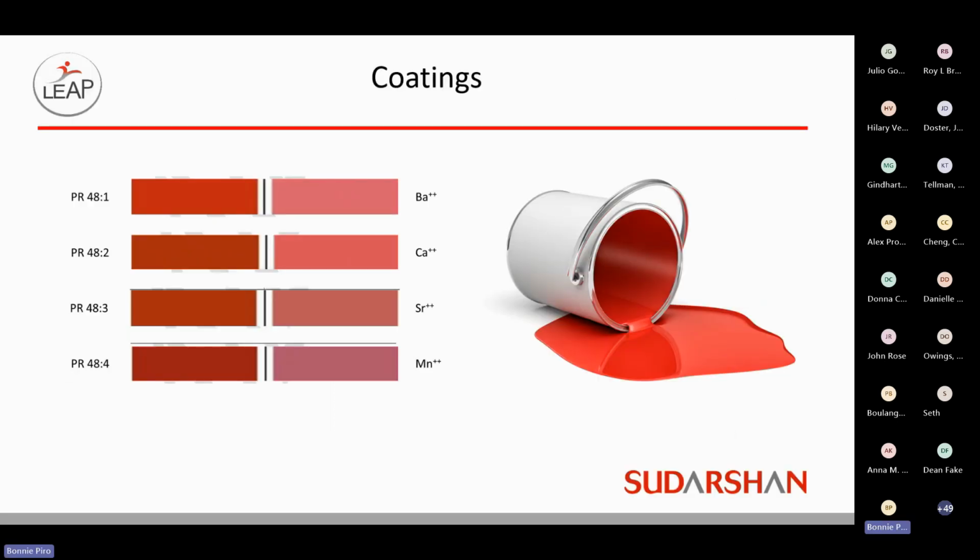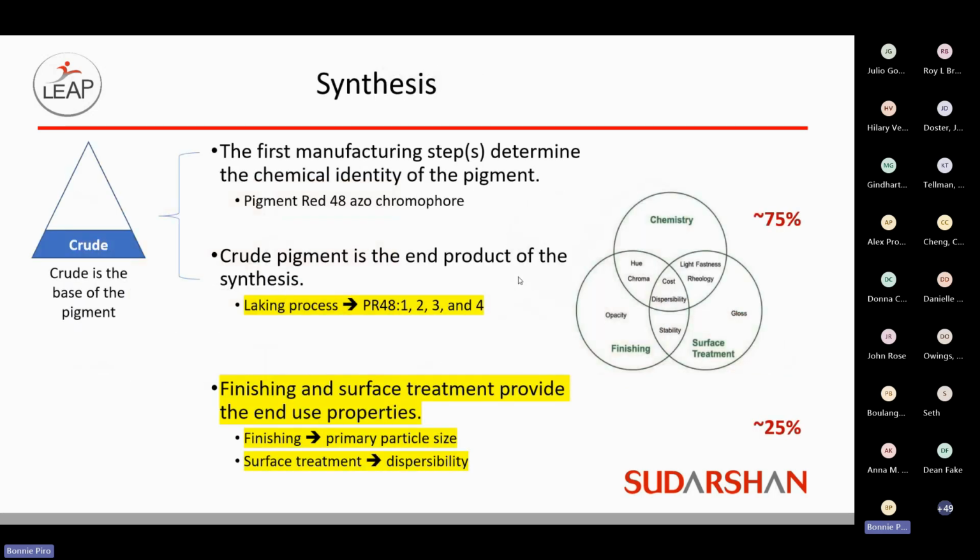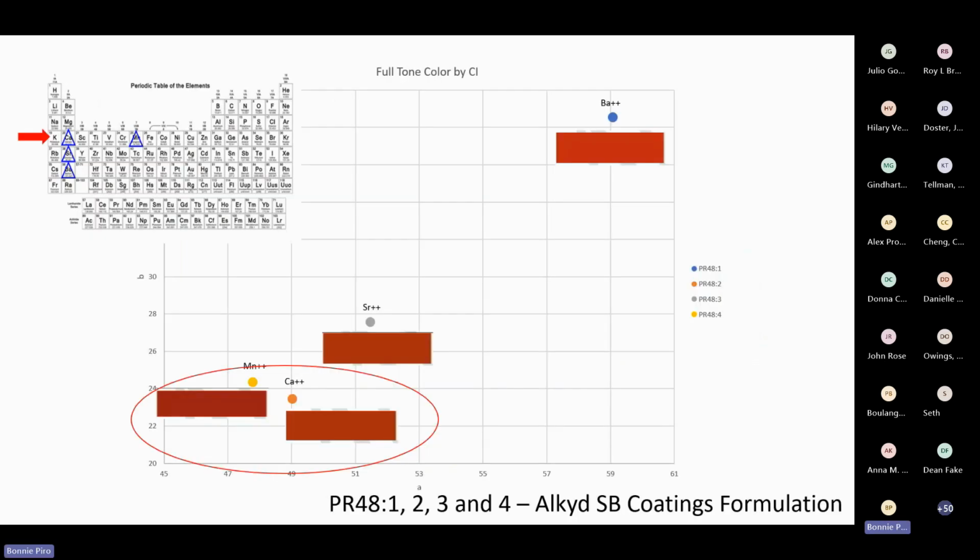All right, shifting gears to the coatings area. Same idea here. We'll take a look at both the chemistry and the finishing together as one for each of these color indexes. Same setup as we've done in the plastics area. Here is the full tone area. Again, that barium still maintains a very yellow positioning in this alkyd solvent-based coatings formulation.